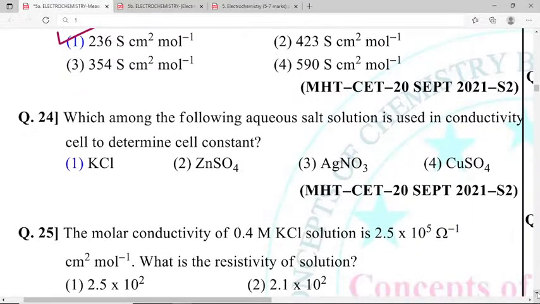Which among the following aqueous salt solutions is used in a conductivity cell to determine the cell constant? KCl. KCl is the answer.